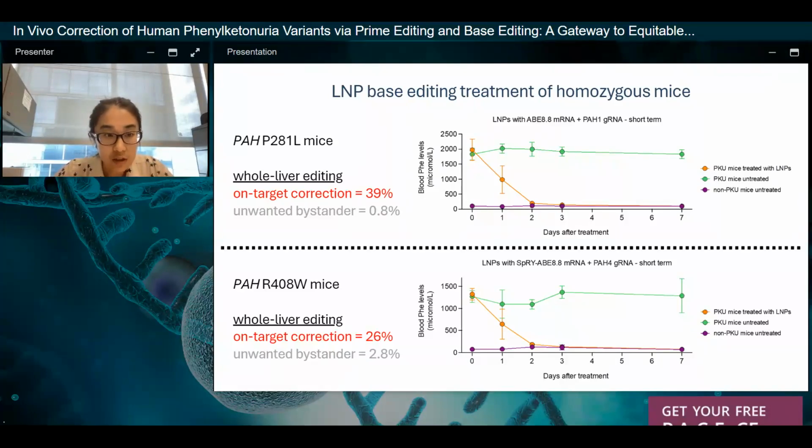Then we administered the LNPs encapsulating the base editor messenger RNA and the guide RNA to some of the PKU mice, the ones indicated in orange here, with the green ones being untreated PKU mice. We found that within 48 hours, the phenylalanine levels had been fully normalized.